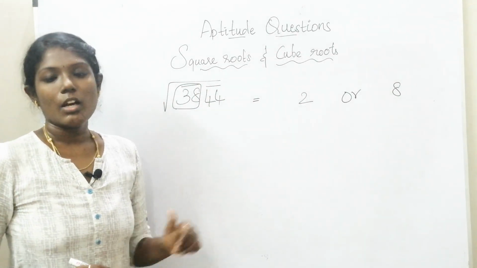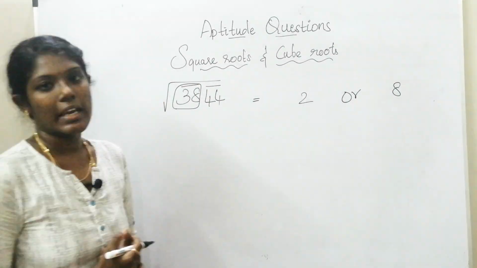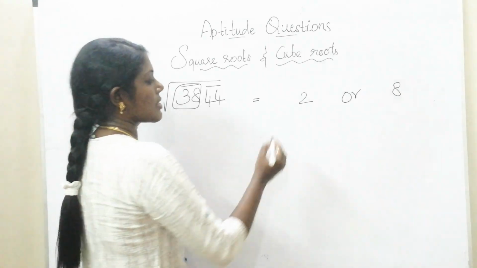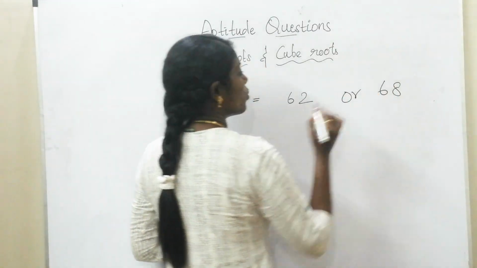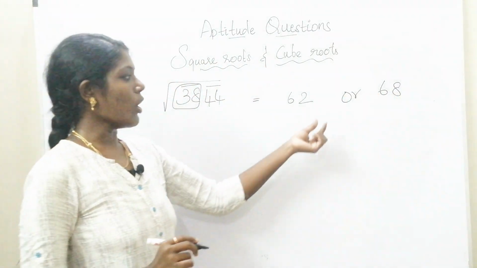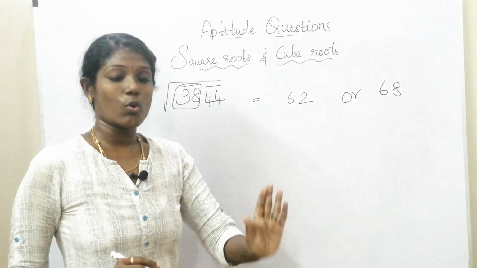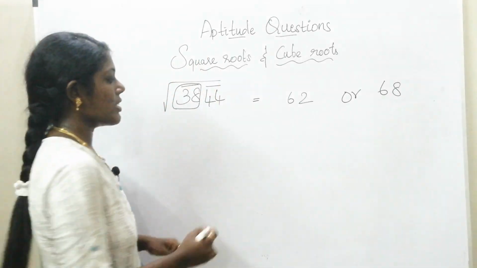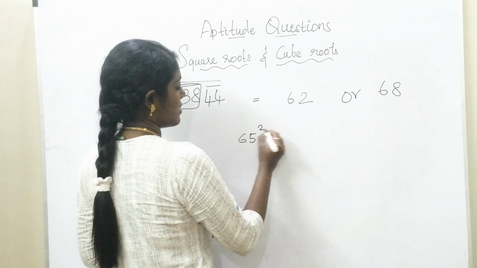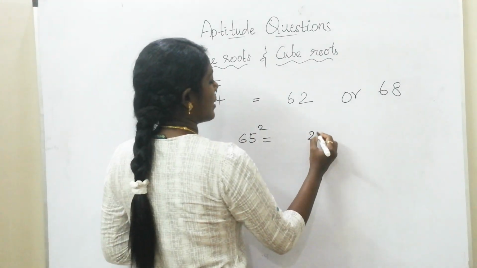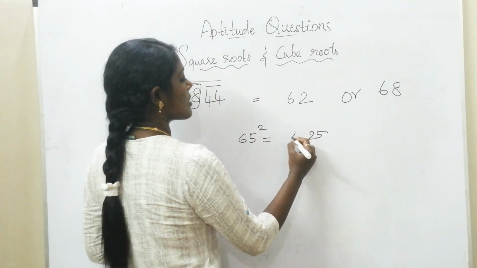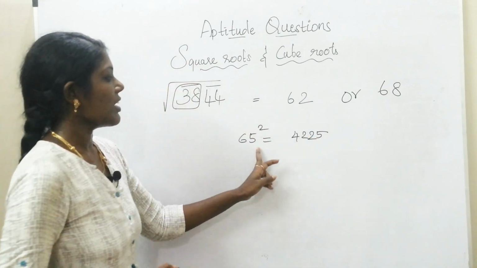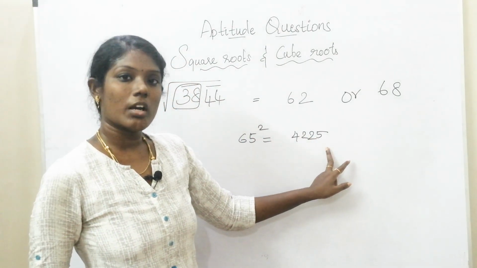Now 38. What is the nearest square of 38? 36. 6 6s are 36. So it is either 62 or 68. Now I want to justify whether it is 62 or 68 properly. So I just go with the 65 square once. 65 square is, as I told by the previous method, 6 7s are 42. 65 square itself is 4225.